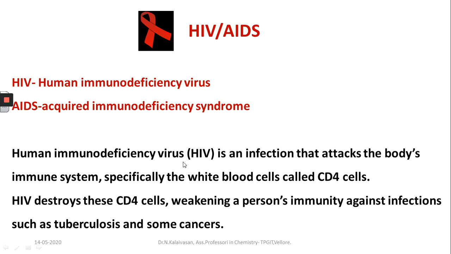Human immunodeficiency virus is an infection that attacks the body's immune system, especially the white blood cells called CD4 cells. WBC is severely affected by HIV infection. So HIV destroys the CD4 cells and weakens the person's immunity against infections such as tuberculosis and some cancers.